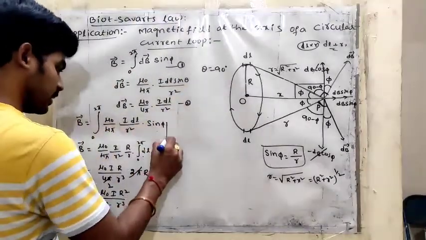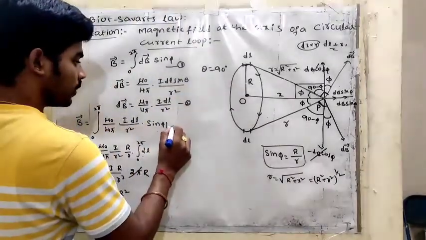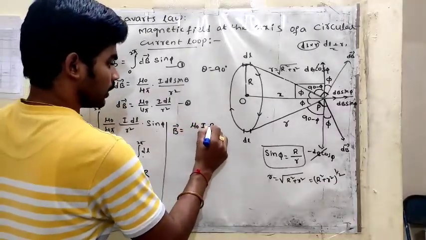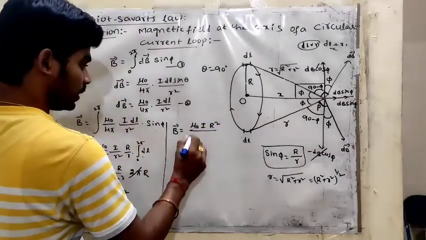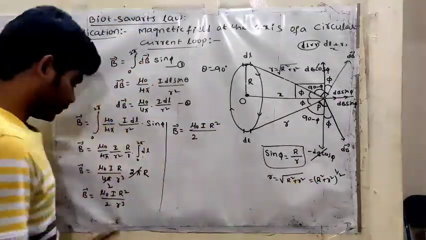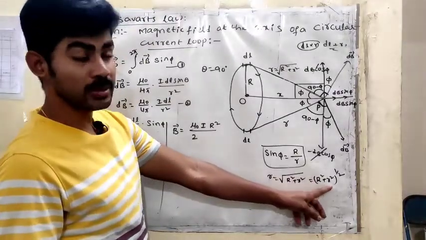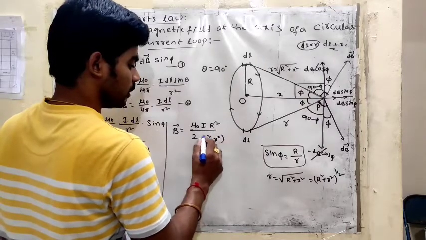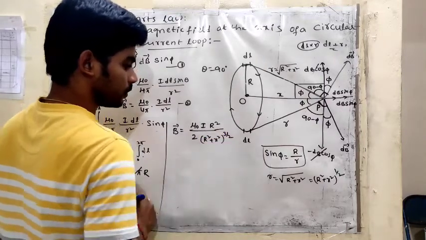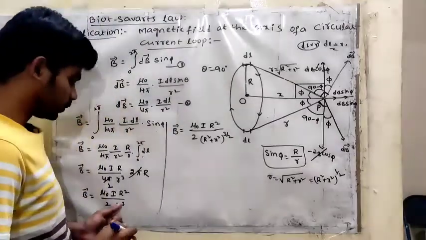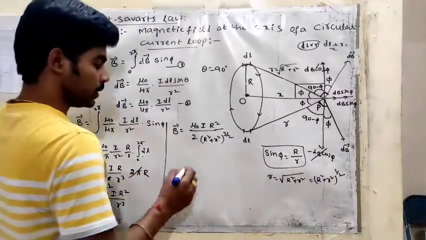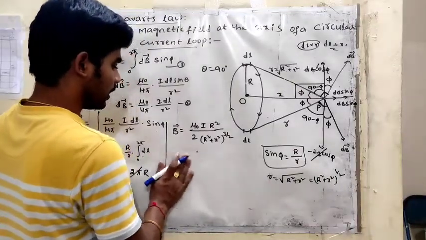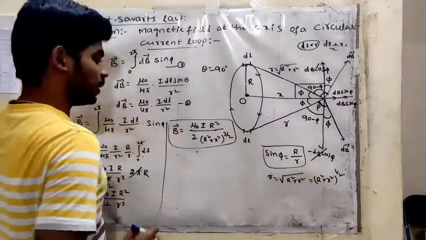So now you can see this value, net magnetic field B bar is equal to mu naught I r square by 2 into r value, where r is equal to r square plus x square whole power 1 by 2. So r square plus x square whole power 3 by 2, because 1 by 2 whole power 3 means power 3 by 2. So B bar is equal to mu naught I r square by 2 into (r square plus x square) whole power 3 by 2. This is the magnetic field at the axial point case.